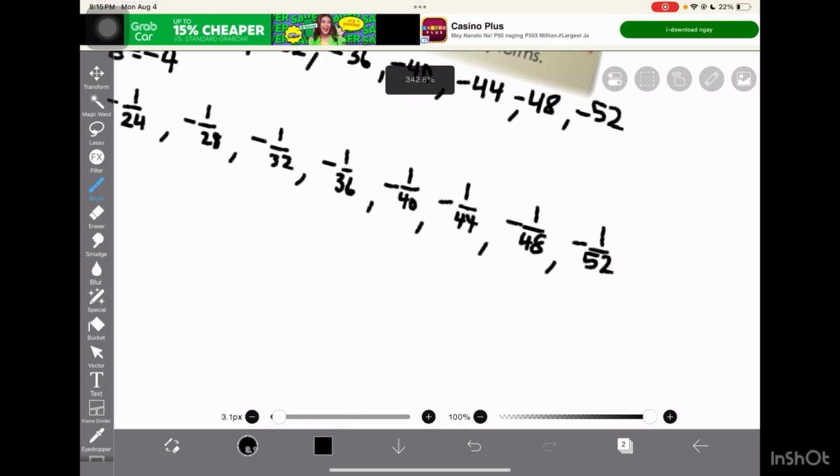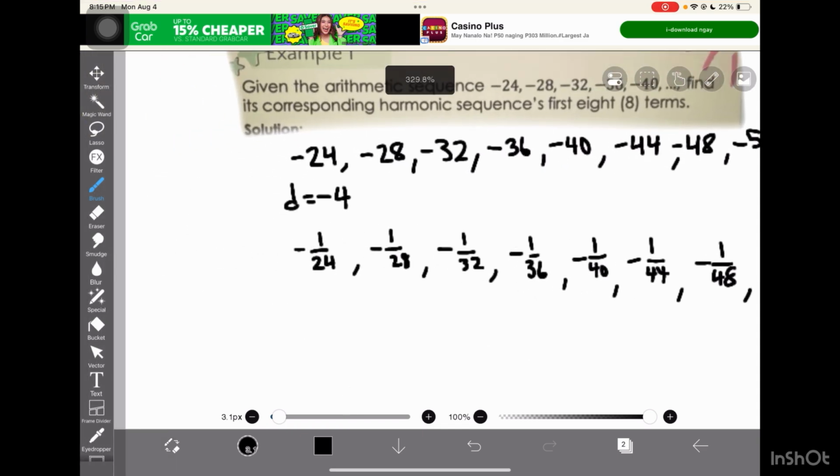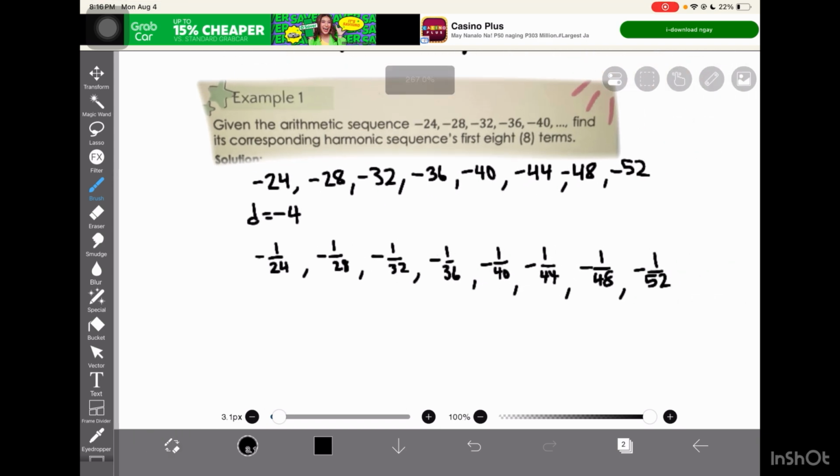And that's a harmonic sequence, because once you flip them again, it becomes this, which is an arithmetic sequence. So to check, just do this trick, and if it doesn't apply, then it's not harmonic.